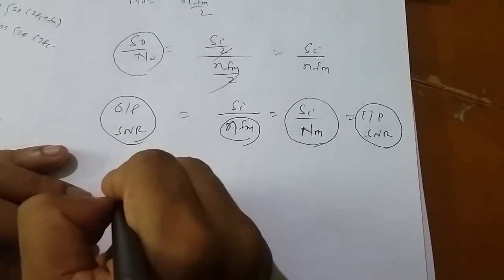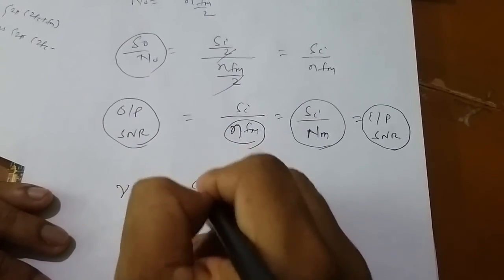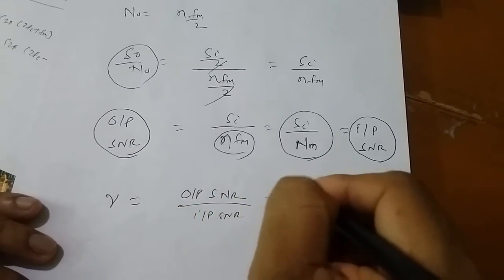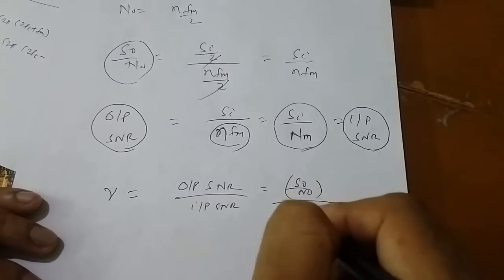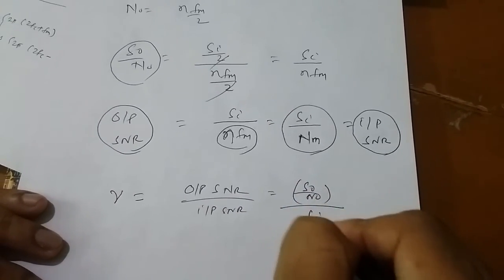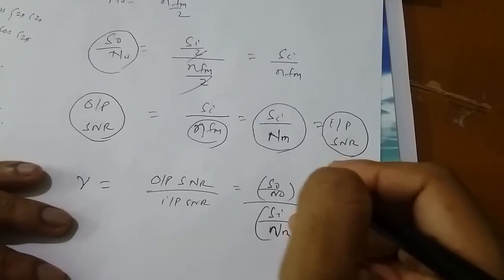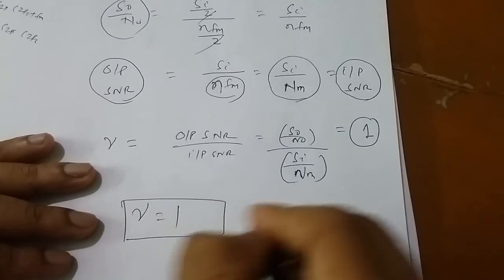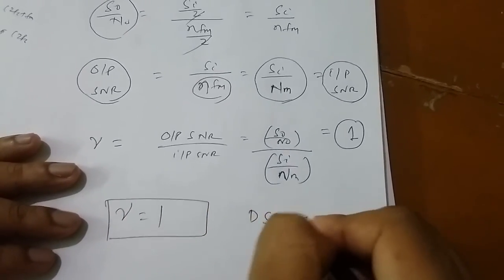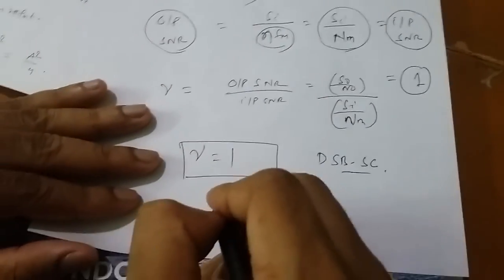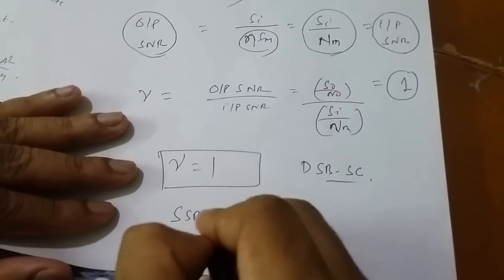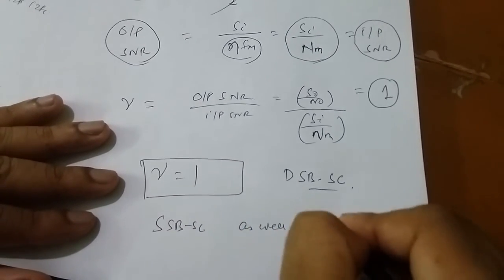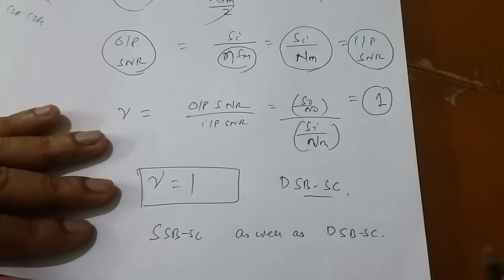So we know that the figure of merit gamma is output SNR by input SNR, that is S0 by N0 by Si by Nm, equal to 1. So the figure of merit gamma equals 1 for double sideband suppressed carrier. So the figure of merit remains the same for single sideband suppressed carrier as well as double sideband suppressed carrier. Thank you.